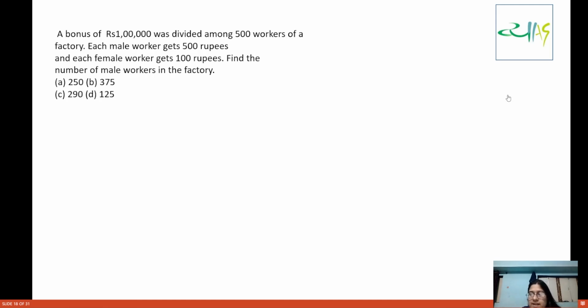Now see, look at this question we have. It is saying a bonus of 1 lakh was divided among 500 workers of a factory. Each male worker gets 500 rupees and each female worker gets 100 rupees. Find the number of male workers in the factory. So it is saying a bonus of 1 lakh is divided among 500 workers of a factory.